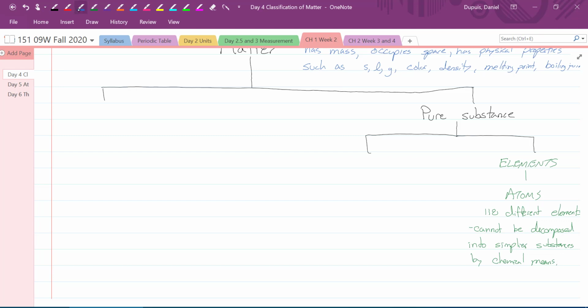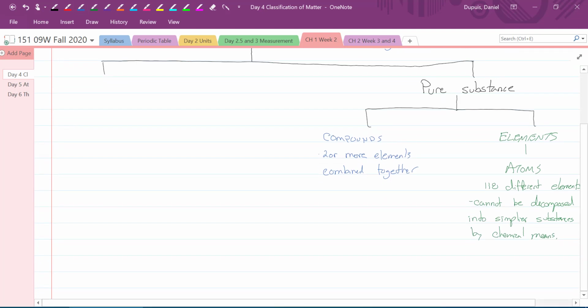And then we also have compounds. Elements, being the building blocks, can make compounds. And these are two or more atoms or elements combined together. Those are two or more elements combined together. Now, those are pure substances. So what are some examples of this?